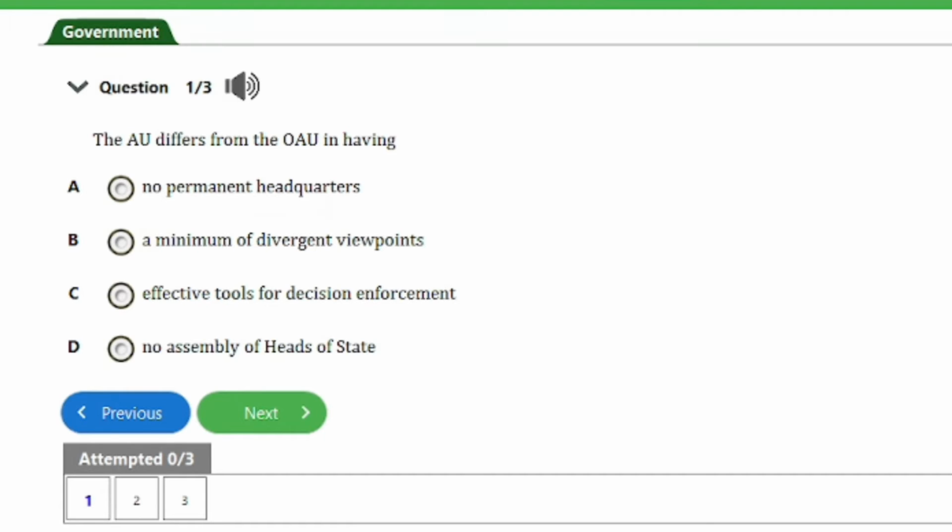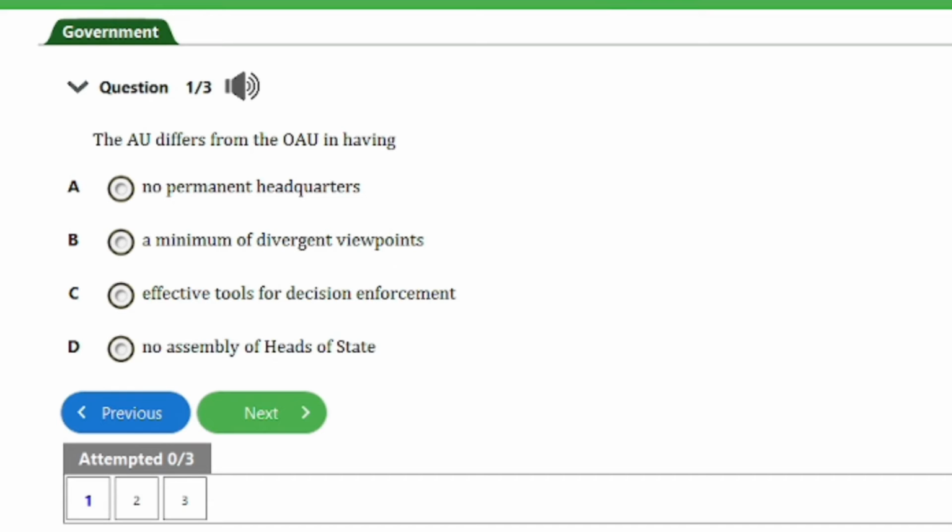It says, the AU differs from the OAU in having A, no permanent headquarters, B, a minimum of divergent viewpoints, C, effective tools for decision enforcement, D, no assembly of heads of state. So guys, the answer to this question is option C here. The AU differs from the OAU in having effective tools for decision enforcement, and that is for this question.